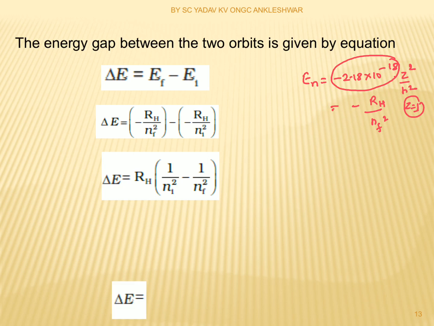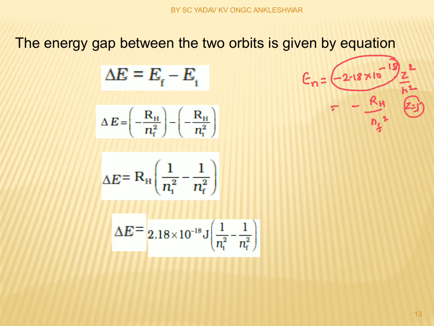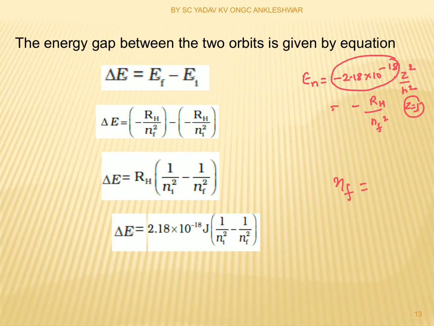Now this formula can be written with RH taken as common, so delta E is equal to RH into 1 by NI square minus 1 by NF square. Now put the value of RH: delta E is equal to 2.18 into 10 to the power minus 18 joule, 1 by NI square minus 1 by NF square. So this is the formula to calculate the energy required for changing the orbit.